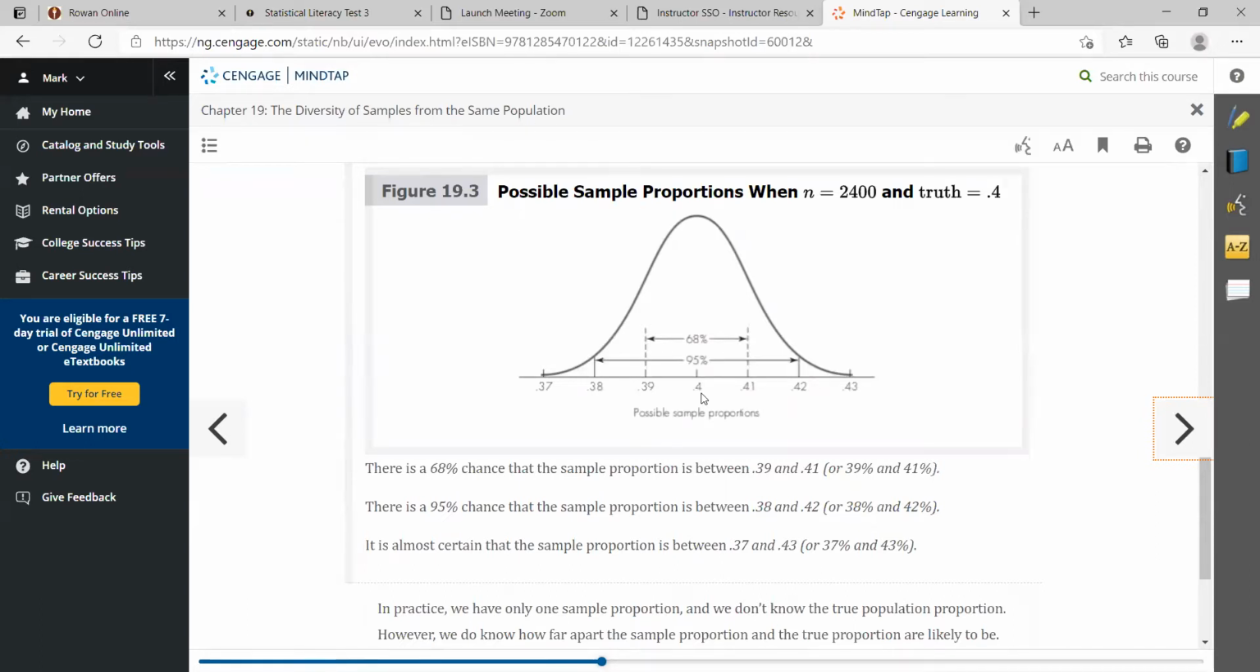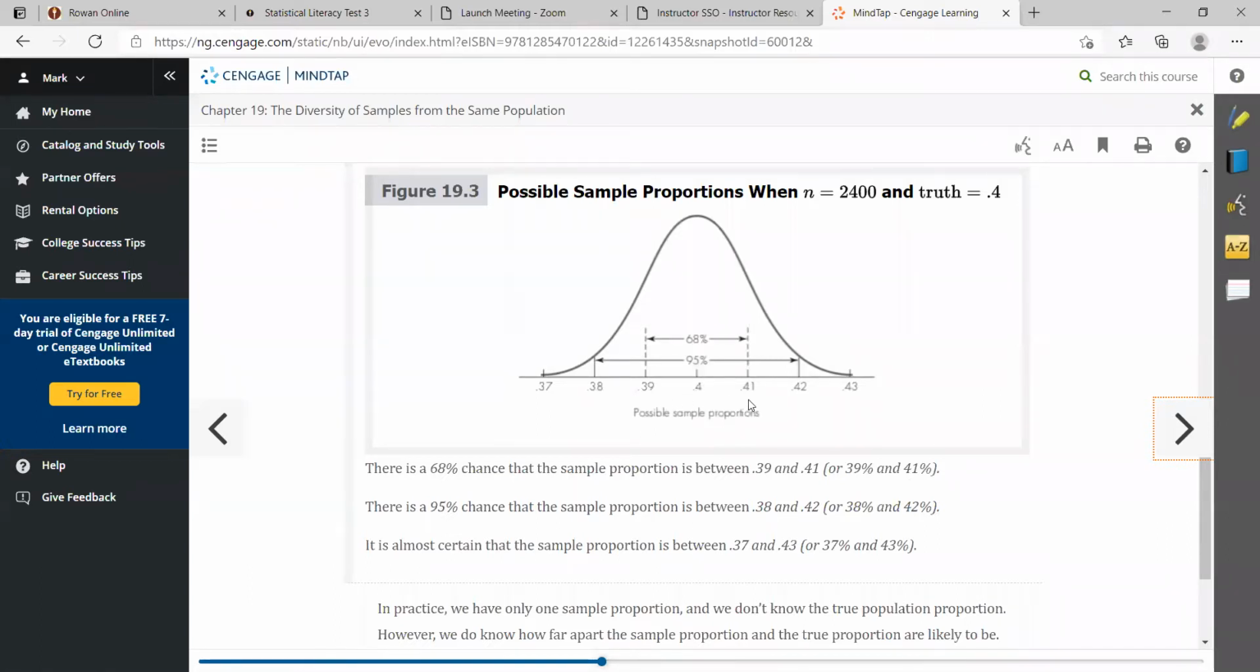That's the population proportion. And the standard deviation is 0.01. So if we subtract 0.01 from 0.4, we get 0.39. And if we add 0.01 to 0.4, we get 0.41. And that's how they came up with 39% to 41%. It's between 0.39 and 0.41.